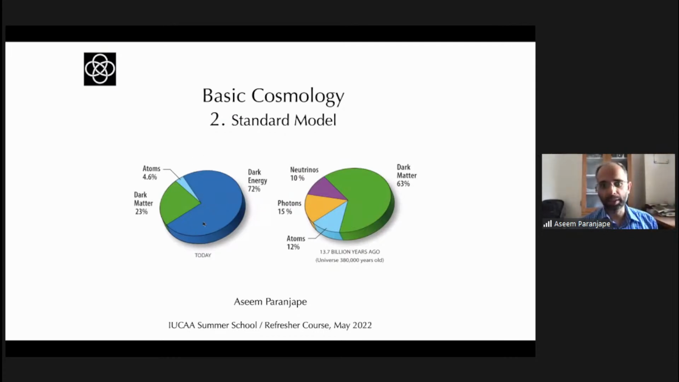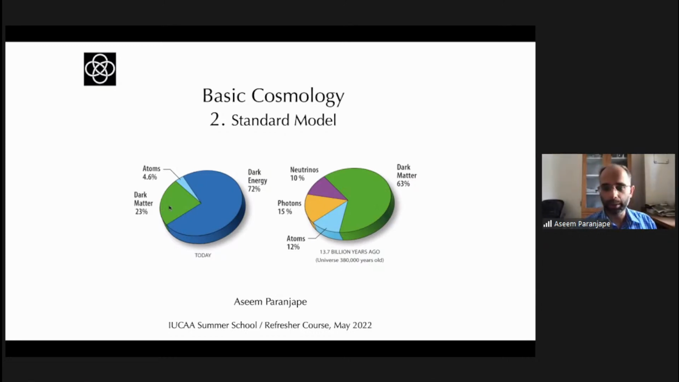So this is another version of the same pie chart. This is the version that was seen today in the other slide. And this is the version as it would look in the past. Because as you know, the energy densities of these different components behave differently with time. So if you go back to when the universe was around 380,000 years old, we'll see why this epoch is interesting in a few slides from now. At that time, you can see there is a substantial chunk made up by photons and neutrinos. Atoms are still small, but they are significant. And then there's a large chunk made up of dark matter.